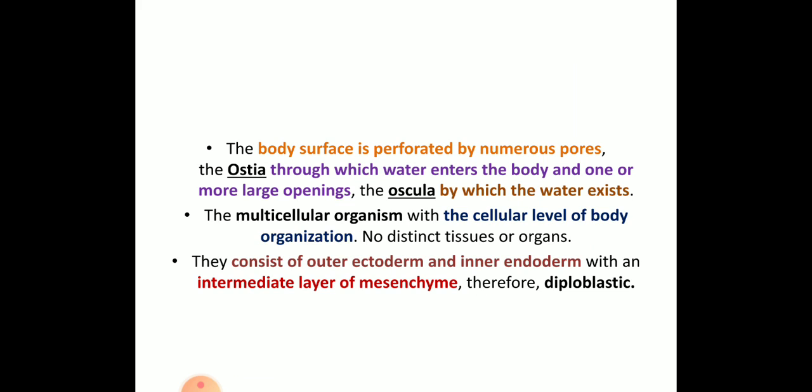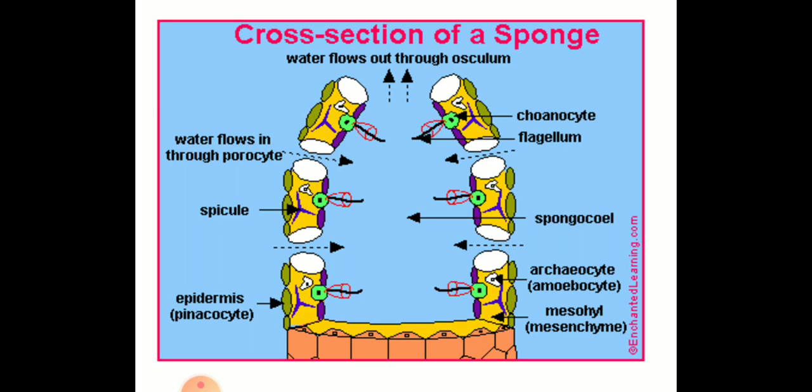It is a multicellular organism with a cellular level of body organization. There is not much development, so cells are not organized together to form tissues. Here there are no tissues, only a cellular grade of organization. They consist of an outer ectoderm, inner endoderm, and an intermediate layer called mesenchyma. As I said in the introduction unit, if they have two layers, they are called diploblastic animals. These poriferans are diploblastic in nature.